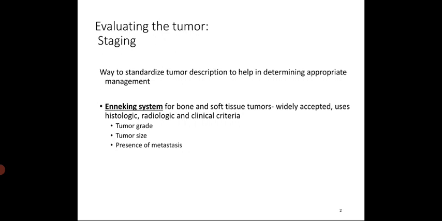So for musculoskeletal tumors, we need to have what we call a staging system. So for these types of tumors, what we use is the Enneking staging system. So it's used for both benign tumors and malignant tumors. So Enneking system composes of three things: the tumor grade, which is based on the histology of the tumor, the size of the tumor, as well as the presence of any metastasis.